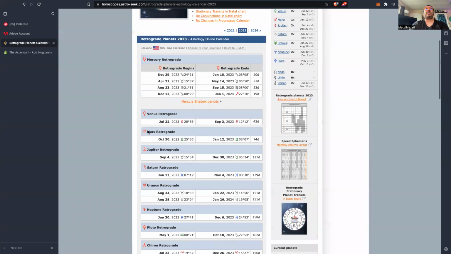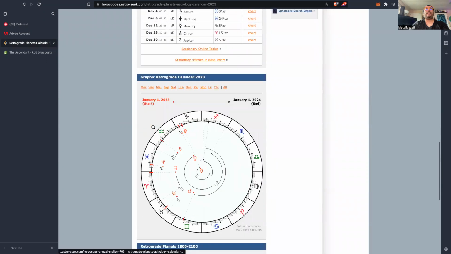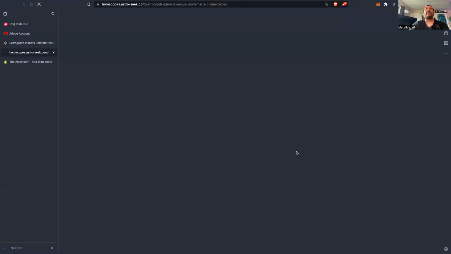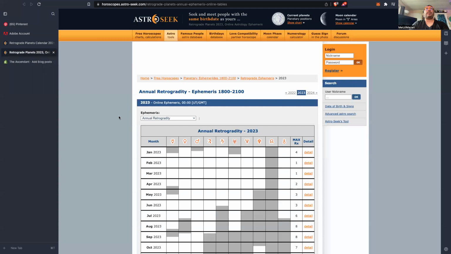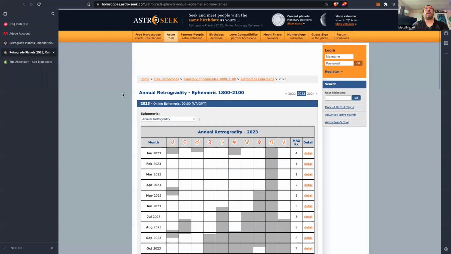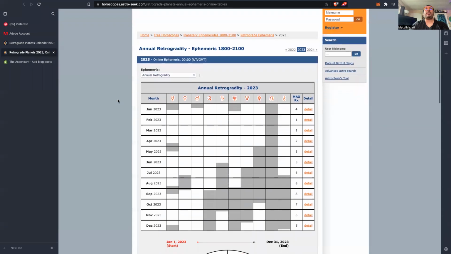You could use this if you'd like, but I really like the visual graph. So we're going to go to annual retrogradity. I say that. Okay, so this is for 2023. I set this to, oh, how did I set it to my local time? But I guess this doesn't go by local, which is fine.